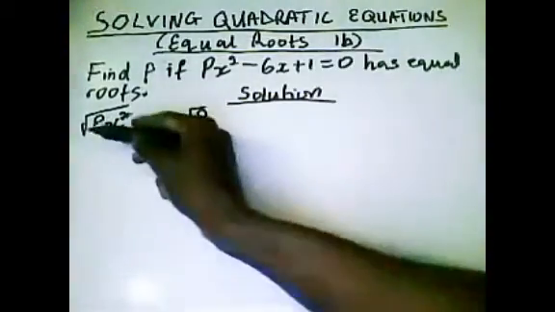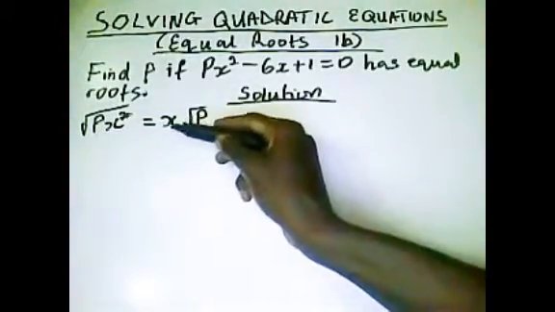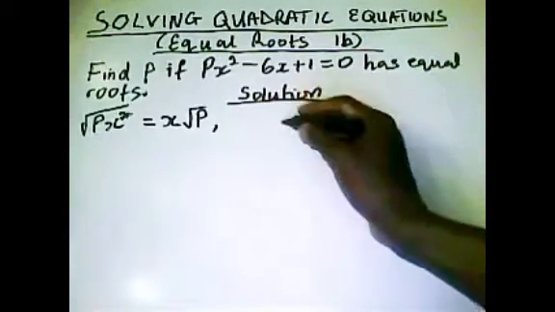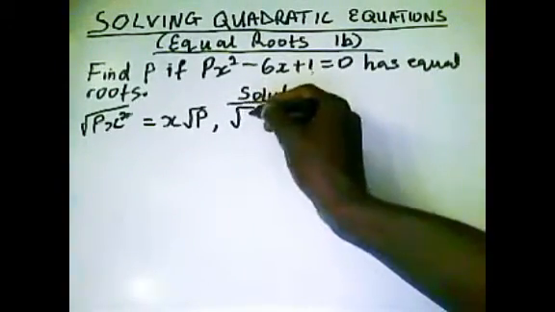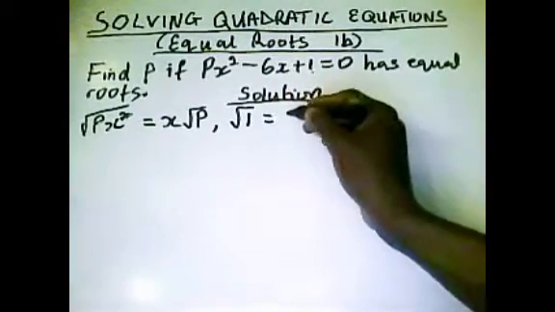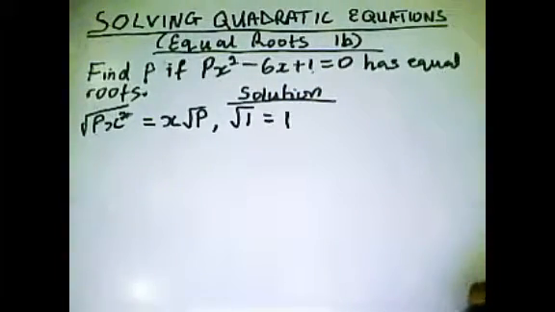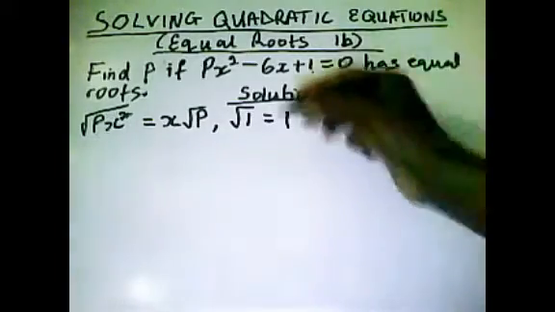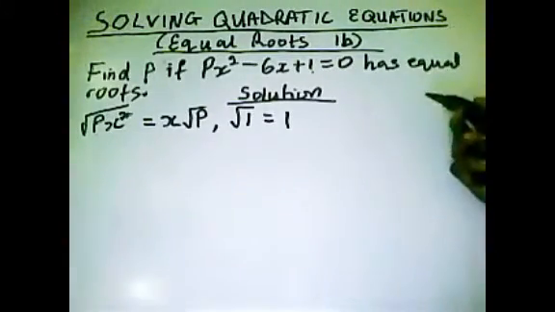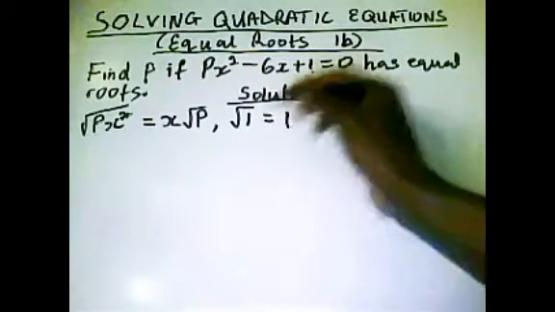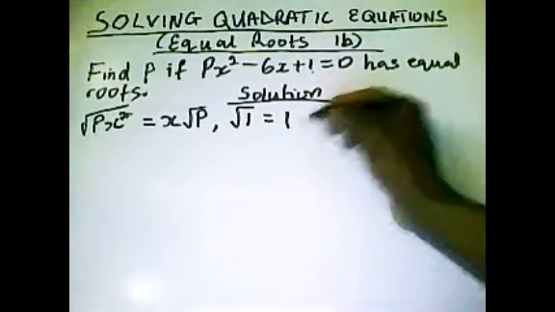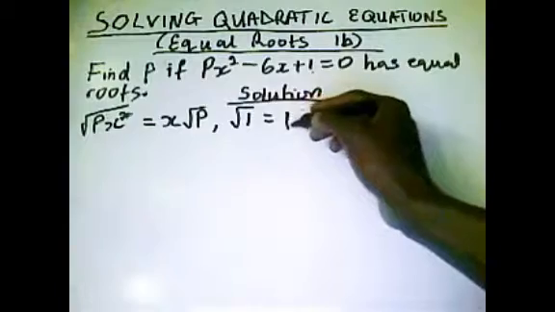So root px squared is equal to x root p. Now for the next step, we come to the last term, which in this case is 1, and we take the root of 1. The root of 1 will always give you 1. So that is what we have here. Don't forget, it's as though we are taking root of k equals b. So here the k is 1 and the b is 1.